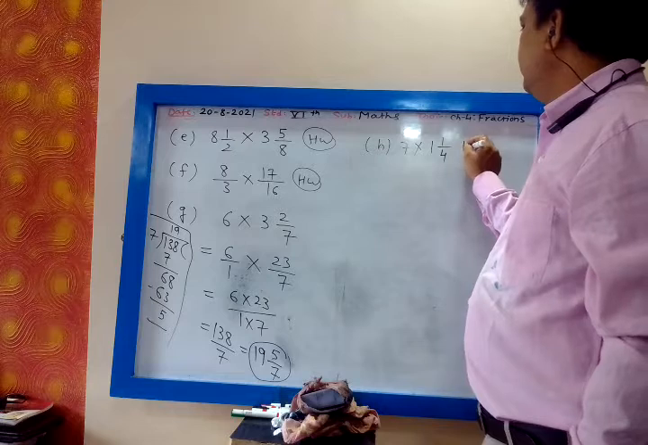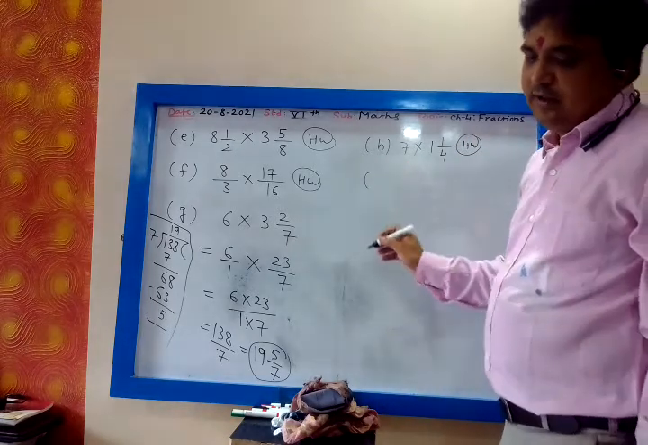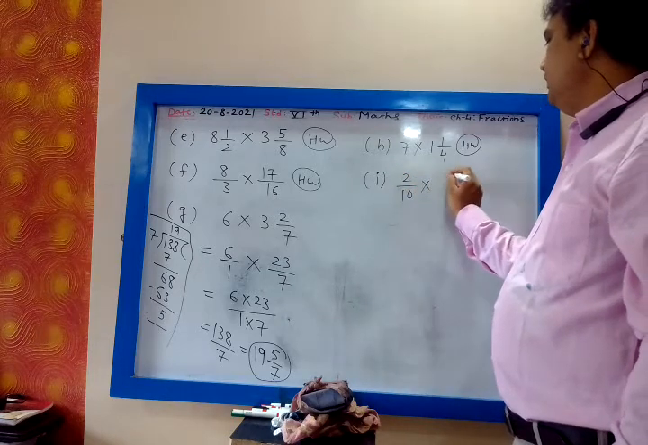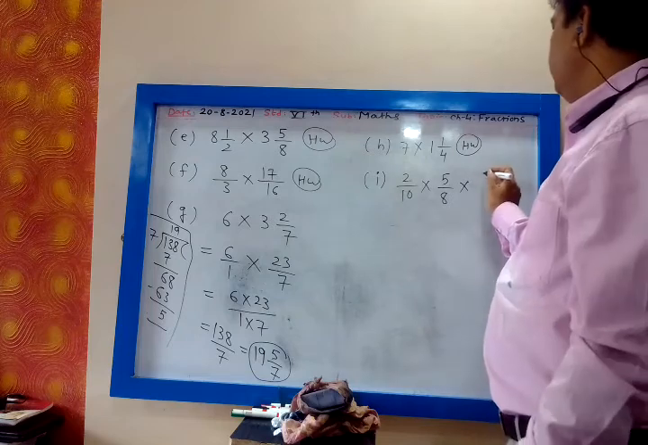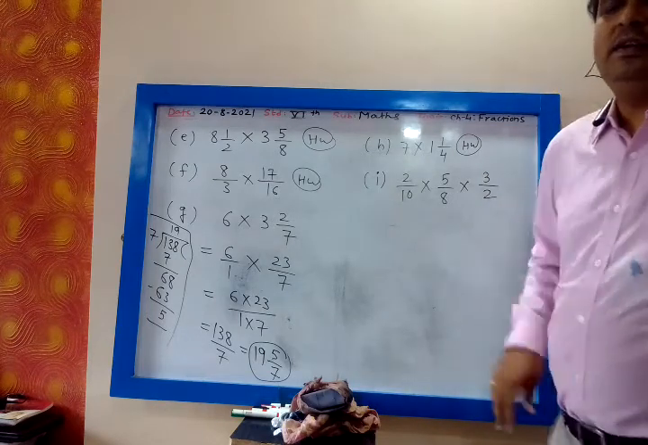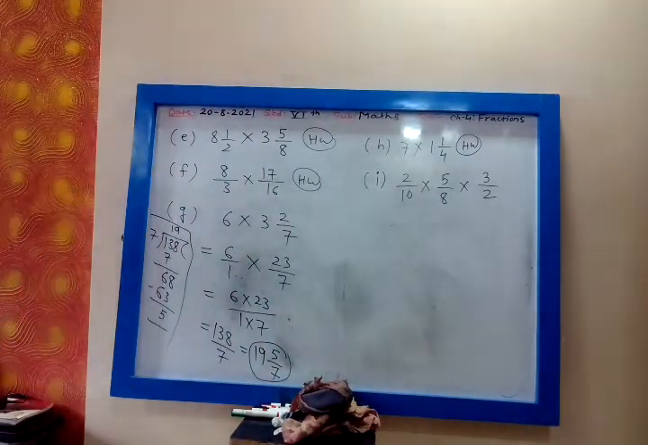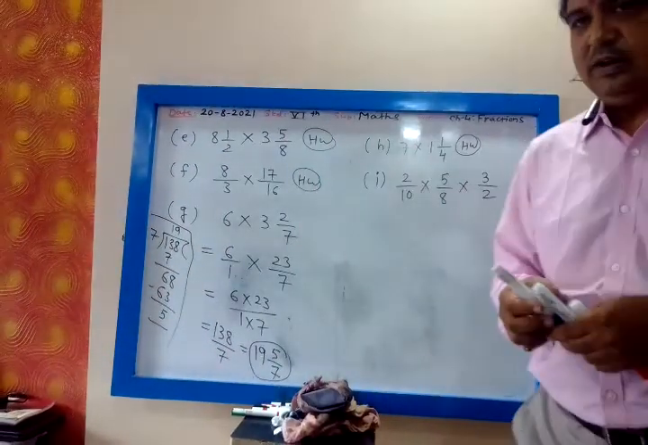Homework. Okay. Then I, 2 by 10 into 5 by 8 into 3 by 2. Multiplication of 3 fractions. Does not matter. Any number of fractions can be given in the multiplication. Working method will remain same. Multiply numerator to numerator, denominator to denominator.